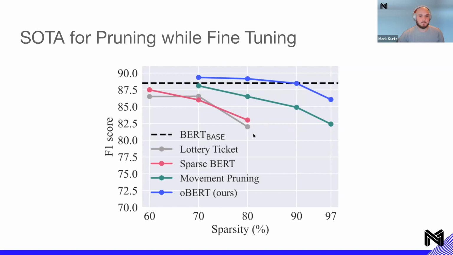As you can see, the lottery ticket papers and sparse BERT papers weren't even able to match the baseline at 60%. And the difference between these two lines and movement pruning plus Oberth, this shift is actually the difference between distillation being applied. And then the difference between movement pruning and the Oberth is because of the Oberth pruning method. And you can see, as I said before, where pruning can act as a regularization method. This is what we see whenever we're at 70%, where we can actually recover to higher than the original baseline in accuracy.